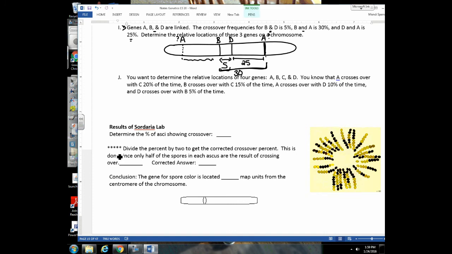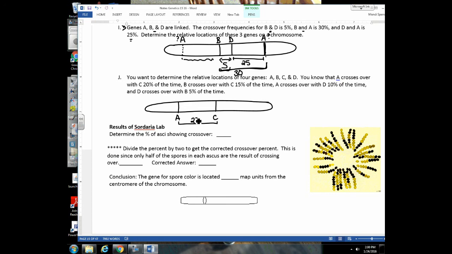So now we have 4 genes, and we're trying to find their relative locations, so they're probably not going to be in A, B, C, D order. It says that A crosses over with C 20% of the time. So let's go ahead and draw my chromosome here. I'm going to put them in the middle because I don't know exactly how far we're going to have to move down this chromosome. So A and C 20%. Let me put A here, and let's put C here, and let's indicate 20 map units.